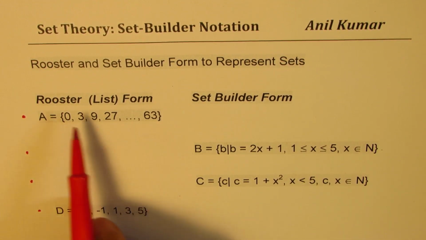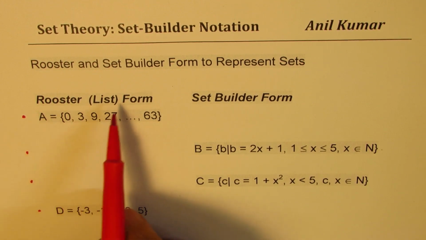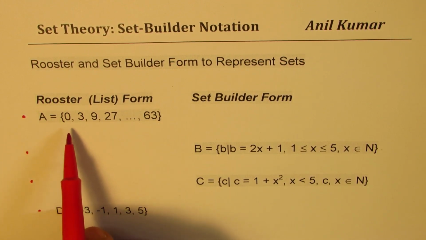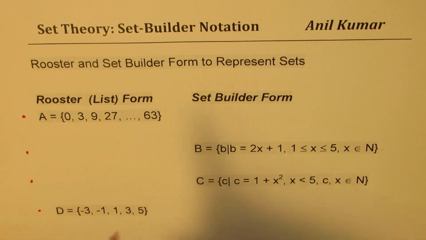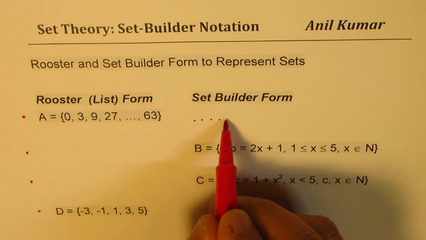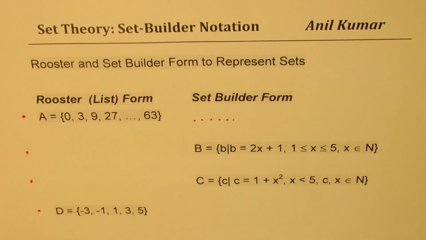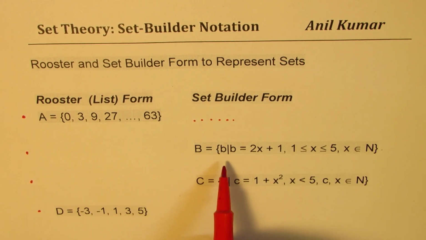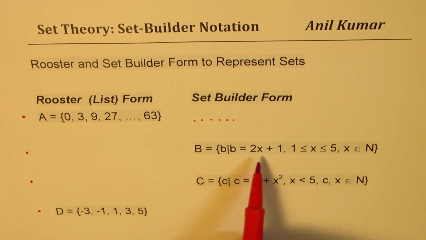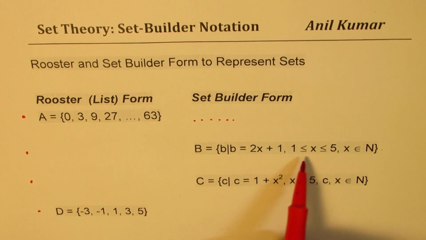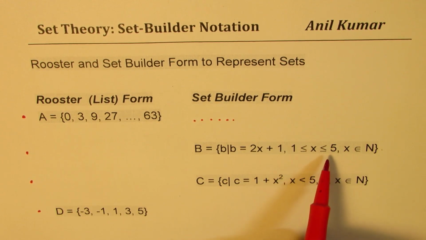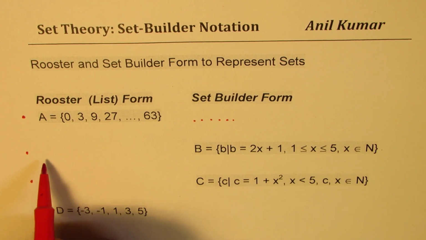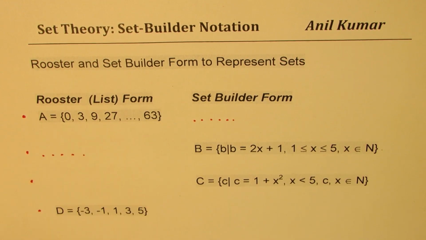So in the first case, we are given a set in roster form, A equals 0, 3, 9, 27 up to 63. You need to provide this set in set builder form. Set B is, B equals 2x plus 1, x is greater than or equal to 1, less than or equal to 5, and x belongs to the set of natural numbers. You have to write this in roster form.